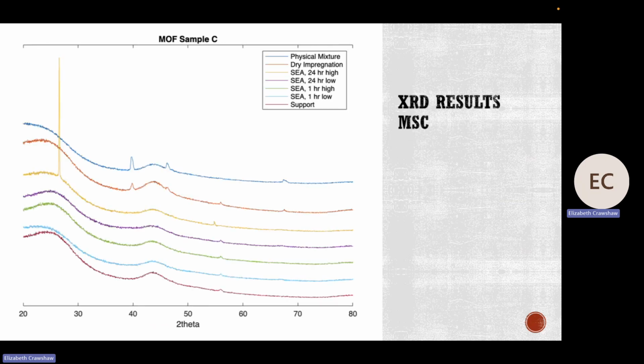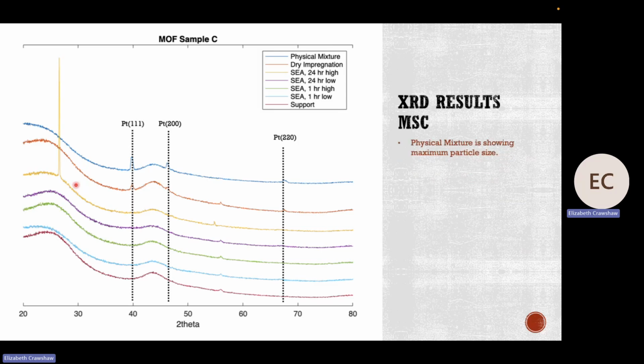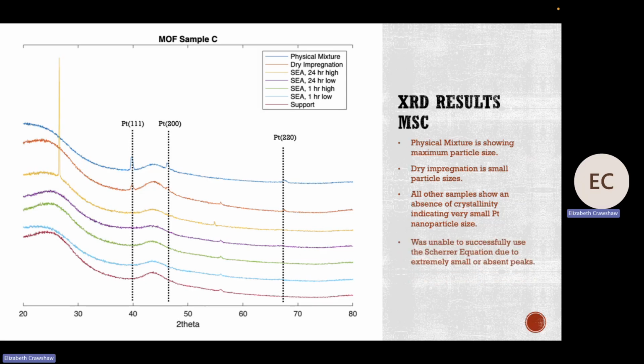Moving on to the MSC results. This was more normal, like what we had with our MSB. We did have a little bit of contamination over here, but our peaks did show. And our physical mixture is showing what the maximum particle size will look like, with small particle sizes for your dry impregnation, and then with absent peaks for all of the other samples, which we also were unable to successfully use the Scherrer equation on due to these really small, absent peaks. But this is a great thing because the smaller the peaks are, the smaller the particle sizes are.